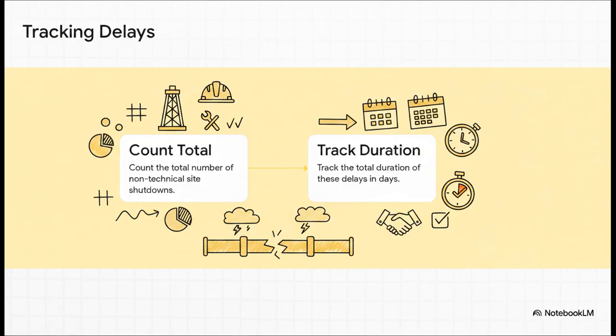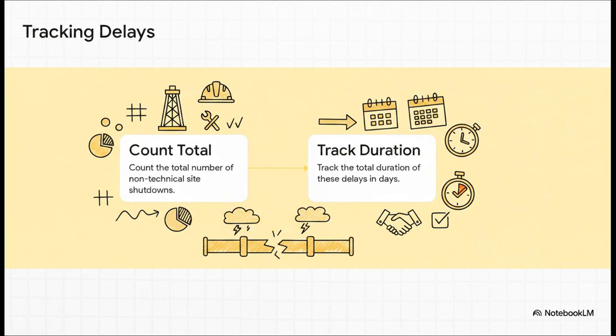When these disruptions happen, you're required to report two distinct data points. First, the frequency. What is the total absolute number of site shutdowns you experienced over the reporting period? And second, the total duration. Exactly how many cumulative days did these non-technical factors delay your projects?